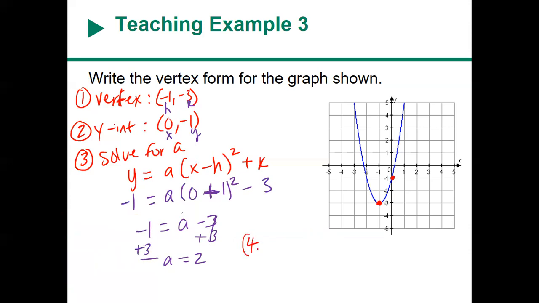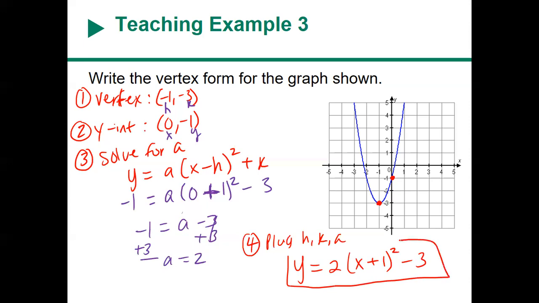So step 4 is to plug in your h, your k, and your a. So we have y equals 2 times x plus 1 squared minus 3. And that is the equation of the vertex form of the quadratic. So you put that in the calculator, right? You're done. Oh, it says write the vertex form of the graph, and we wrote the vertex form of the graph.